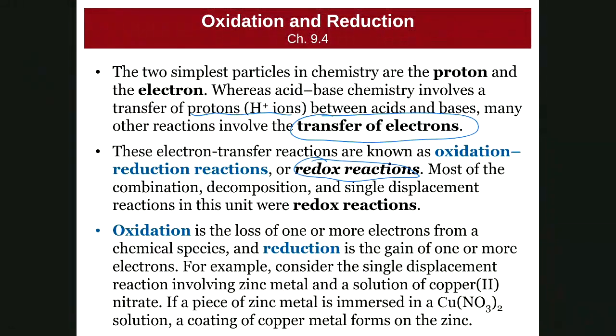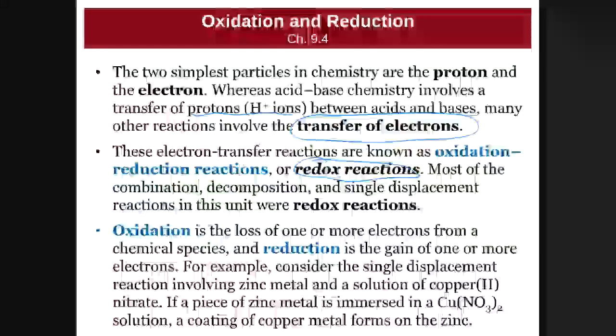Most of the combination, decomposition, and single displacement reactions that we talked about earlier in this unit, so our single displacement reactions where we had one element, essentially one solid element, usually metal, reacting with an ionic compound, and the ionic compound splitting apart to form a different element and a new ionic compound by transferring usually an anion. We saw some of those in our single displacement reactions that we first discussed in chapter 9.1 last time. All right, so those are redox reactions. We didn't talk about redox reactions yet, but now we'll explain why those are redox reactions.